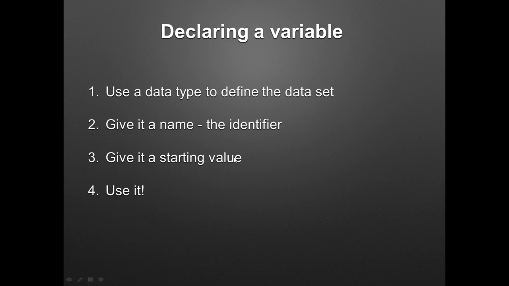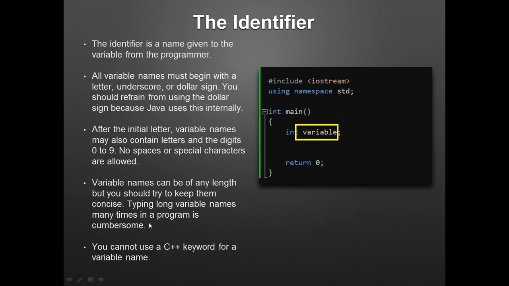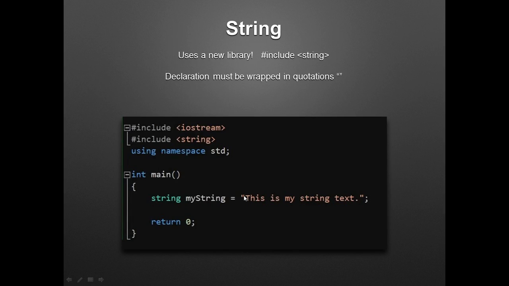Then we can give it a starting value. Now, that starting value may actually be part of the initialization process. So right when you create the variable, you can assign it a value. Just like I did in the previous example, this here is an initialization. I created a variable and then I immediately assigned it to something.